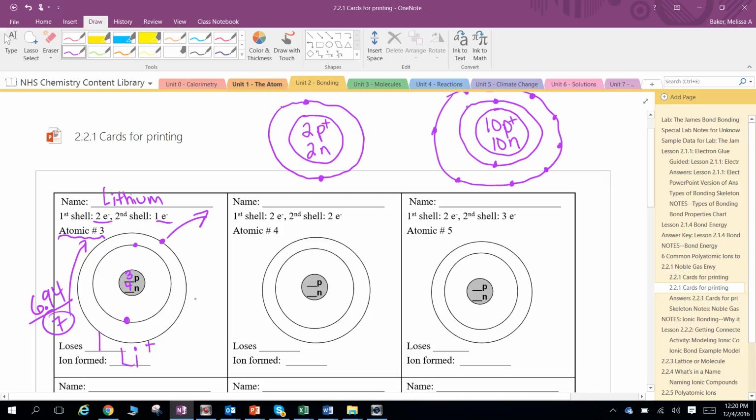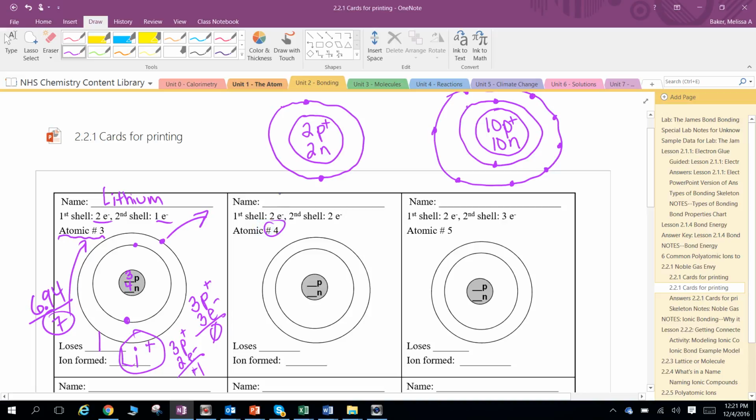Now, how did I get this plus? Well, before the electron left, there were 3 protons and 3 electrons, and that equals out to a charge of 0. But now, there are 3 protons and only 2 electrons, so that means the protons are winning. So overall, this lithium will have a +1 charge and have the electron configuration of a helium.